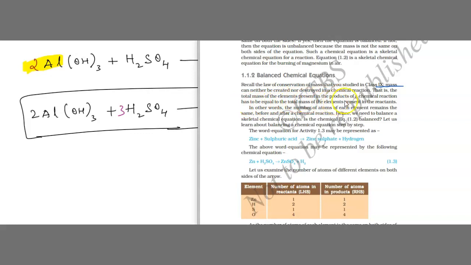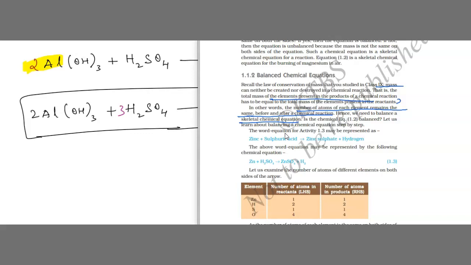The total mass present in the reactants should be equal to the total mass present on the product side. Both should be equal. In other words, the number of atoms of each element remains the same before and after the chemical reaction. So this equation is also known as the skeletal equation. Balanced chemical equation is also known as skeletal chemical equation.